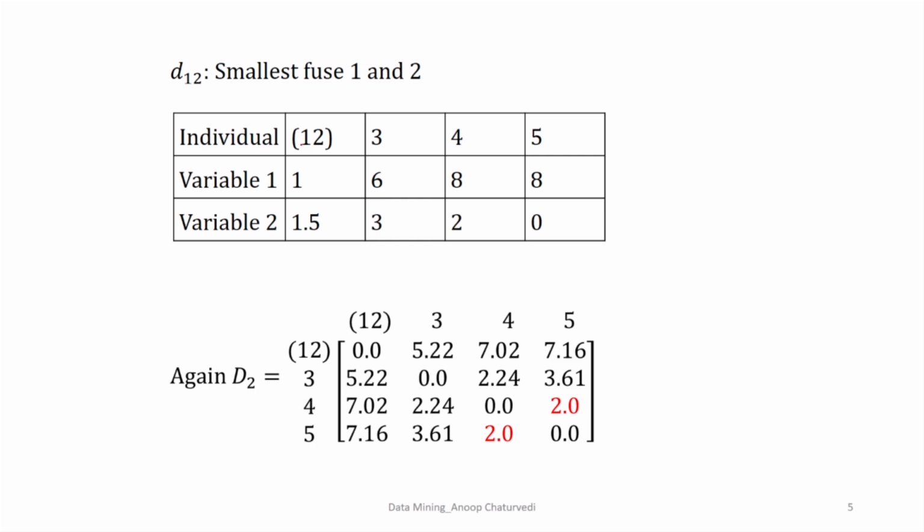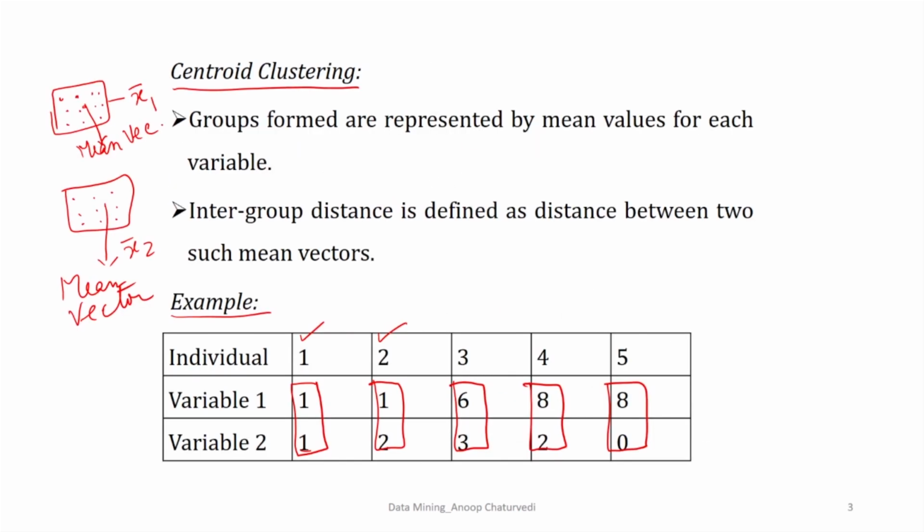Then we represent individual 1, 2 or the cluster 1, 2 by the means of corresponding variables. Means for variable 1, we take the mean of these two, (1 plus 1) by 2, that is 1, and for variable 2 we take mean of 1 and 2, which is 1.5.